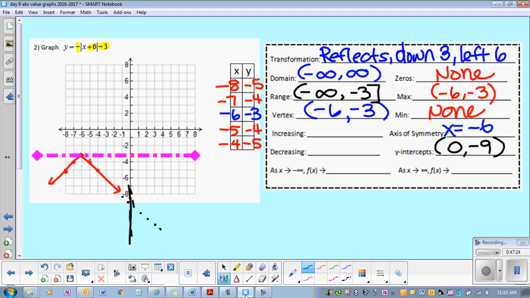Your calculator will always tell you the y-intercept this way. So make a note for yourself. Graph, trace, 0, enter. That tells you the y-intercept. Okay?